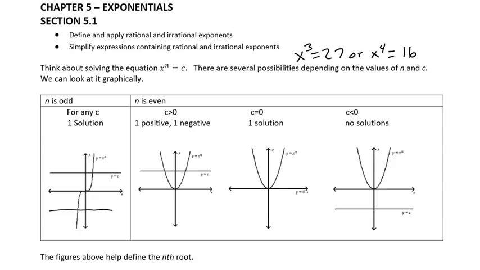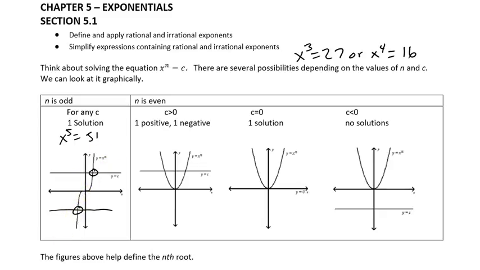There's several possibilities. If n is odd, so for example that x cubed or x to the fifth equals 51, there's always going to be one solution. If you think of this as x to the n, that function, and then y equals c, where those two intersect would be a solution. And no matter where I have my line, I could have it down here, there'd be a solution there. No matter where I move my line, there's always going to be one solution.